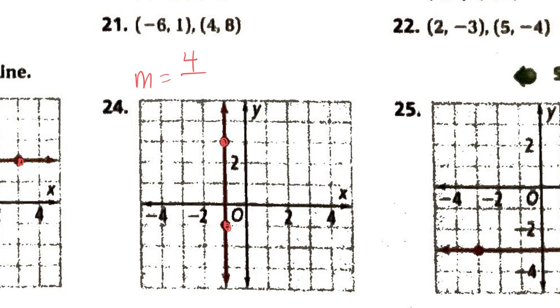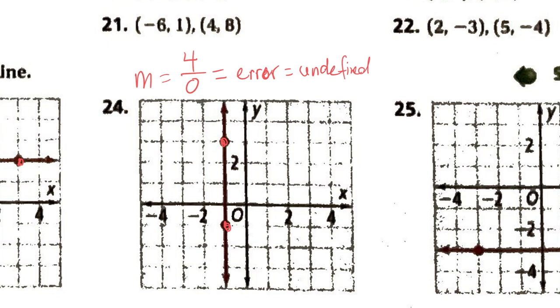But the run, what is the run? How far do I go horizontally from one dot to the next? I'm not going horizontally at all. I move an absolute 0. 4 divided by 0, you can't do that. Try it in a calculator. It gives you E for error, or ER, or undefined. You can't divide by 0. Any vertical line ends up being an undefined slope. And so you have all the different types.